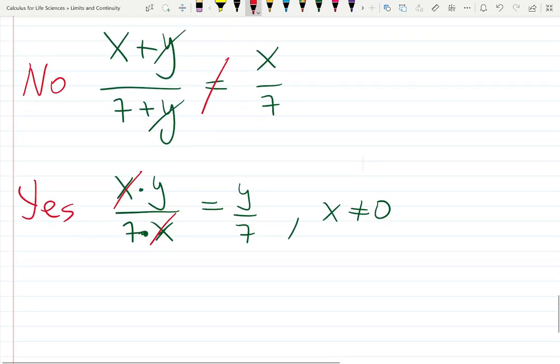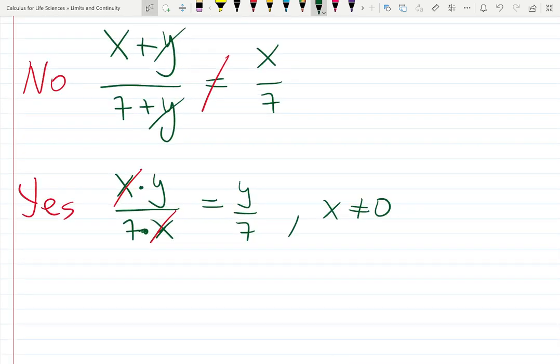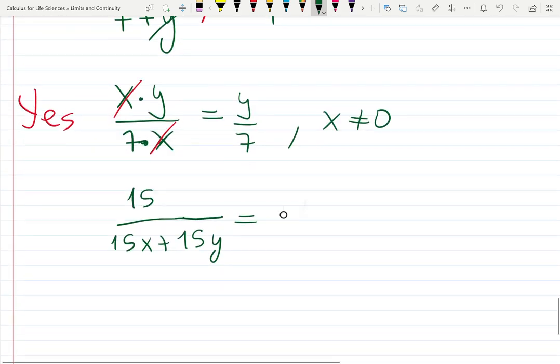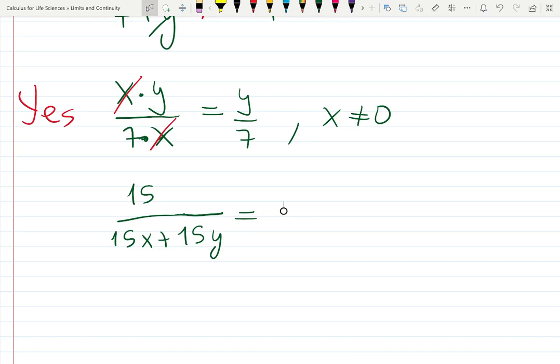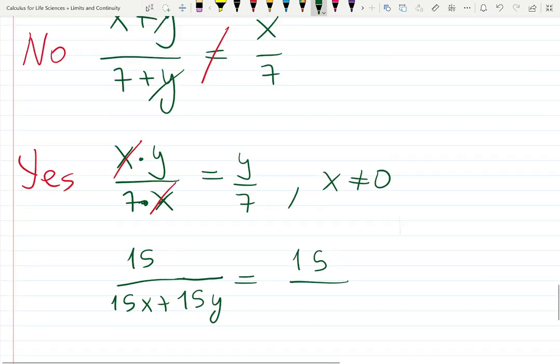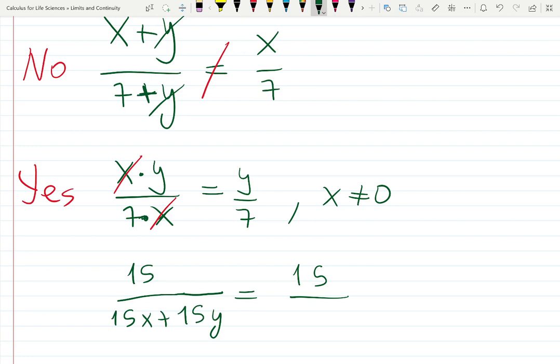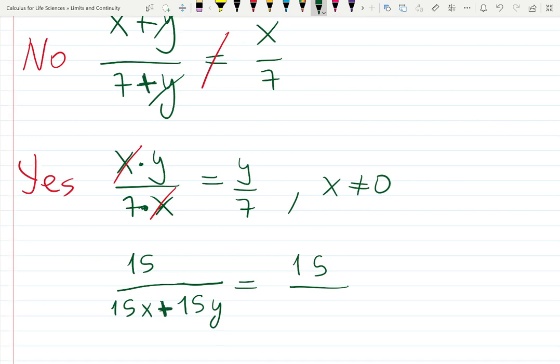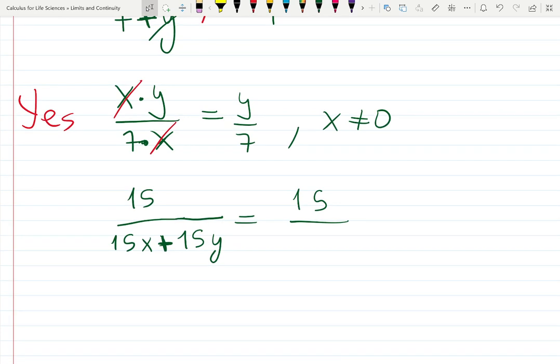And how about this one? This is the weird one. 15 over 15x plus 15y. Can I cancel out anything here? Yeah. What do you want to cancel out? 15. Before canceling out, I need to see it being multiplied, because we just agreed that you cannot cancel out things that have sums or differences in the denominator. So technically speaking, you can skip this step, but it is there.